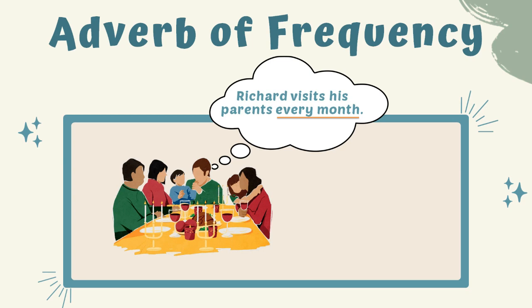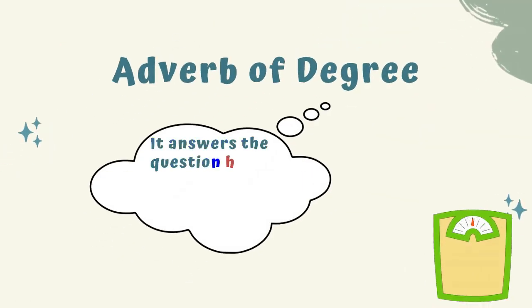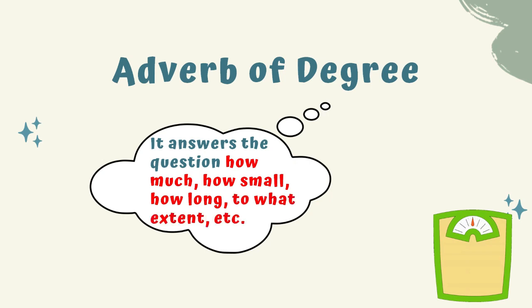Now let's move on to the next one, which is the adverb of degree. The adverb of degree answers questions how much, how small, how long, to what extent, and etc. Now, this kind of adverb is best used to modify or describe adjectives and other adverbs.